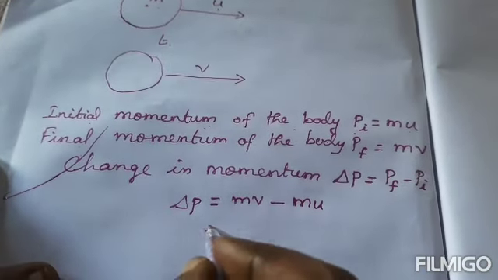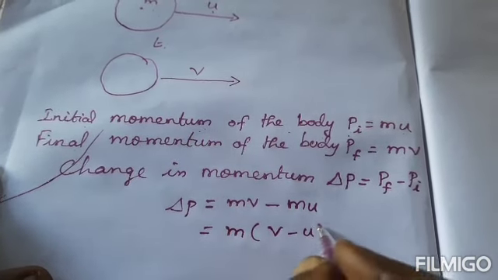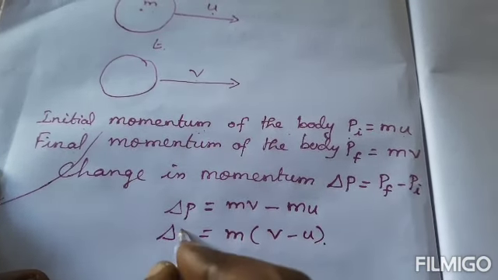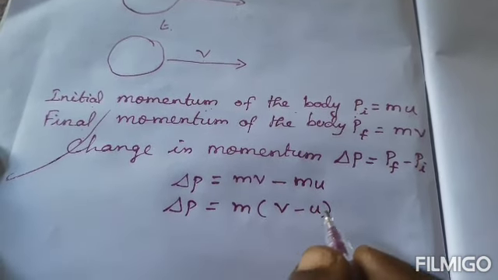Then we can take m as common. So m into v minus u. So that is delta P. That is the change in momentum, m into v minus u.